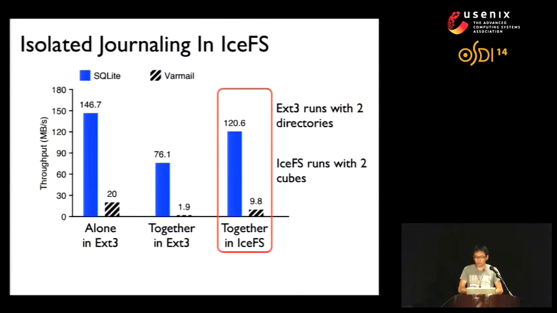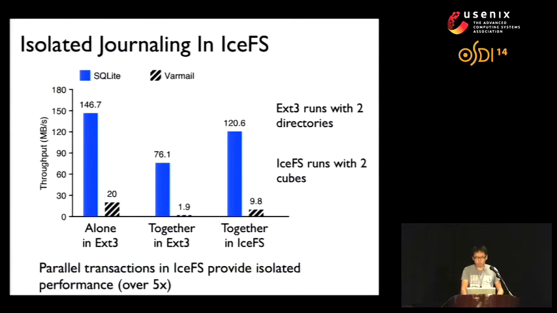For VMware, its fsync is now much faster because it doesn't need to force the data of SQLite. For SQLite, it can buffer more data in memory for better sequential throughput. So in IceFS, we can do parallel transactions to provide isolated performance for different applications.